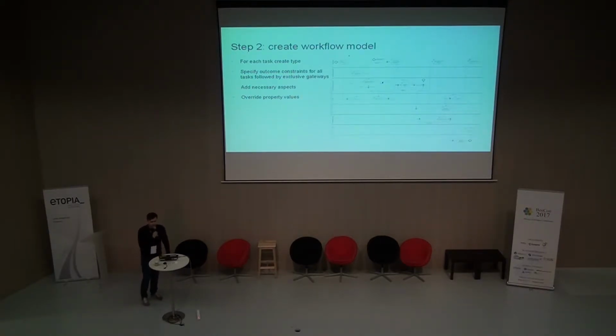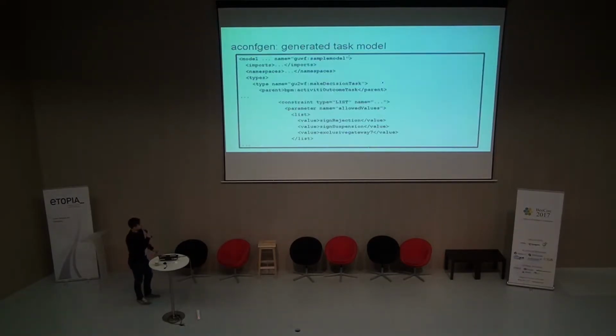The next step is the task model creation. I've created a Python script called aconfgen that generates a model using a process diagram as an input. And here's an example of how it works. It's a snippet of a generated task model. You can see that it's not a template-based generation, it's a context-dependent one. So here is the list of constraints for transition outcomes.